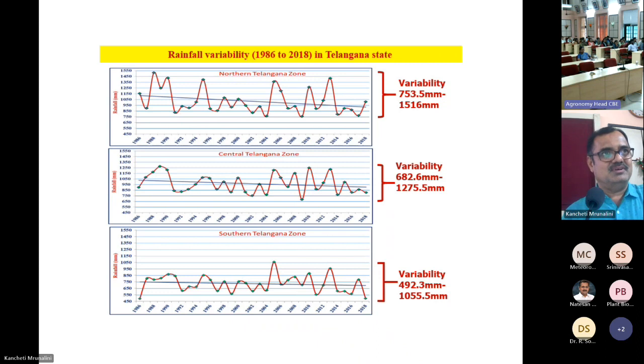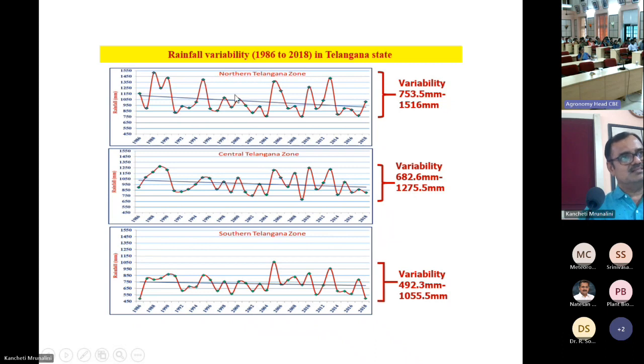Depending upon the soil type, if it is high rain in heavy soils, there we need to provide drainage. If it is light soils, then in low rainfall years, we have to take appropriate measures to protect the crop during dry conditions. Like that, we have to plan the program. And in Central Telangana, 682 is the minimum and the maximum is 1275. So there is a lot of variation between the zones also.